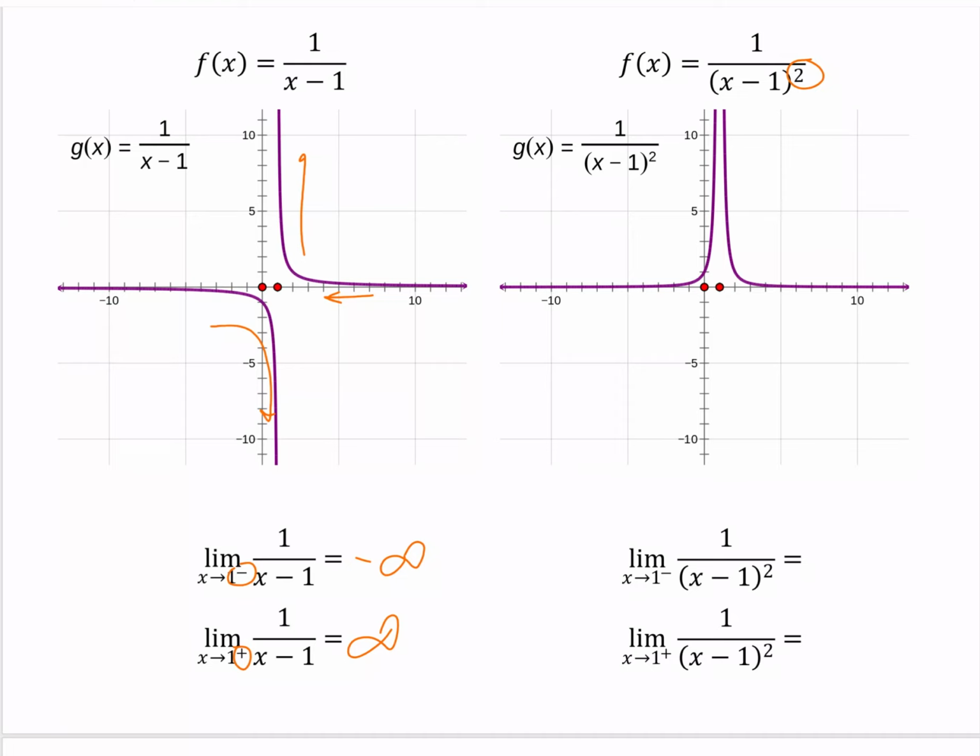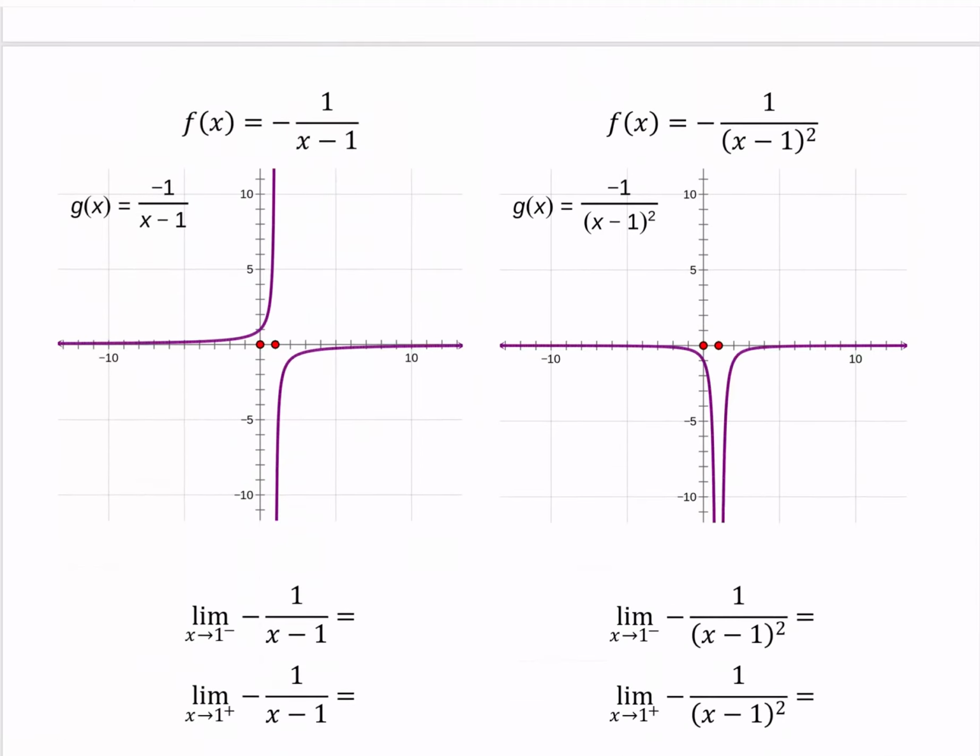All right, so then as we approach 1 from the negative side, just positive infinity. Approaching 1 from the positive side, positive infinity. Okay? So all I'm doing here is reinforcing what the graph is showing us, because now we're looking at the graph and how to read the graph, right?